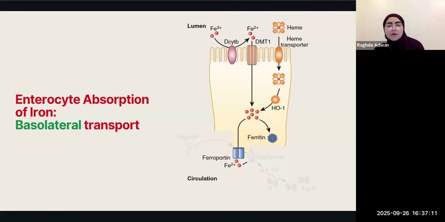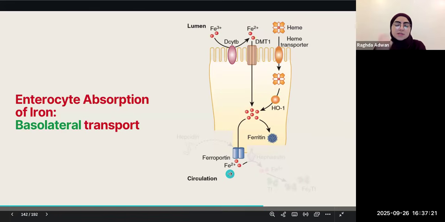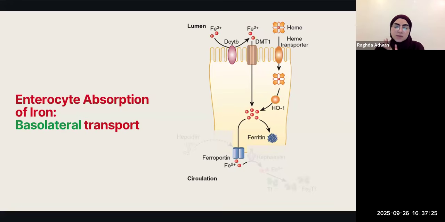So now we're going to move on to basolateral transport. We're done with the luminal side. We're in the basolateral side. Now the iron, we want to release it into the blood. How do we release it to the blood? We already said this. Ferroportin. Ferroportin is a channel that allows iron to leave intestinal cells. Ferroportin allows the exit. Fe2+ is now in our blood.